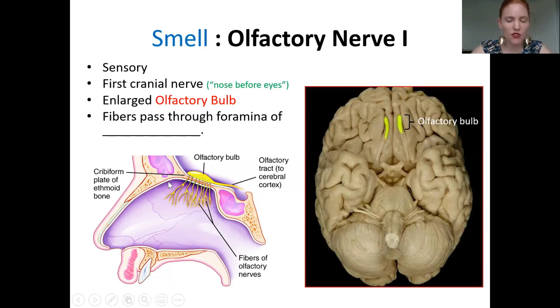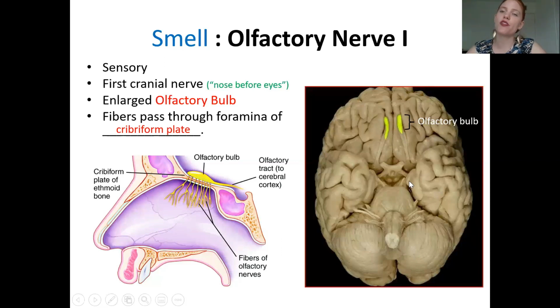In the roof of the nasal cavity, you've got a bunch of sensory neurons that stick out. Those sensory neurons create the olfactory nerves. Those olfactory nerves are going to go through tiny little holes, or foramina, which are found in which bone structure? That would be the cribriform plate. Those olfactory nerves go through the cribriform plate, synapse or connect to the olfactory bulb, and then the olfactory bulb will take that information towards the olfactory tract, which brings the information in.